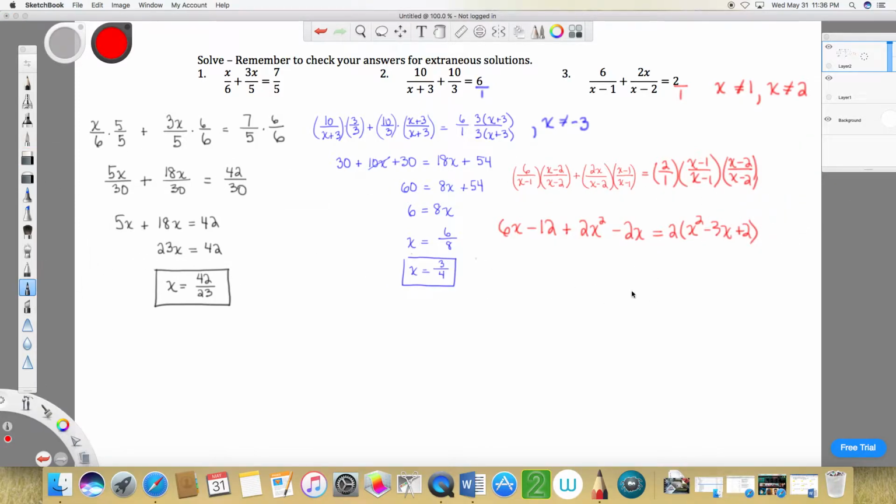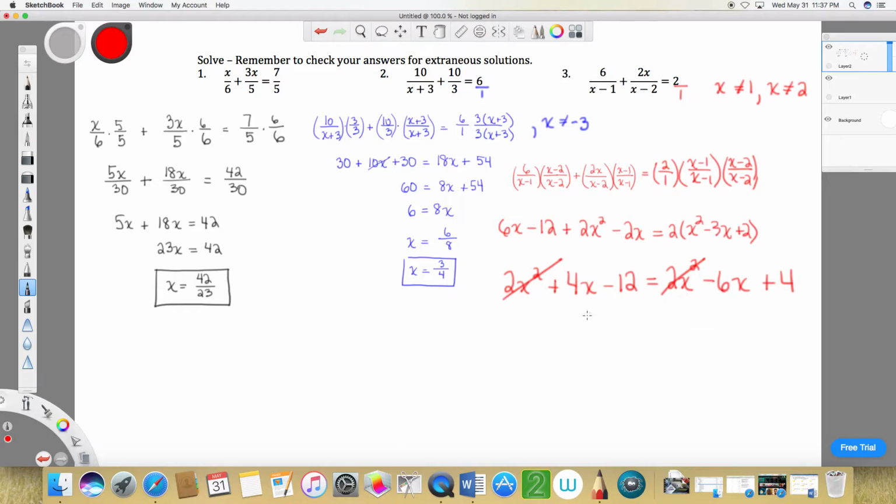So let's look. This is a quadratic equation with this exponent 2, but I think that those terms are going to cancel. Let's write this in standard form. Let's kind of clean this up a little bit. We've got a term here that's 2x squared. We have 6 x's, take away 2 x's, and that's going to leave us with 4 x's, and then minus 12 on the left-hand side. And on the right-hand side, let's distribute that 2 to all of these terms. 2x squared minus 6x plus 4. So we can see that the 2x squared, those terms cancel.